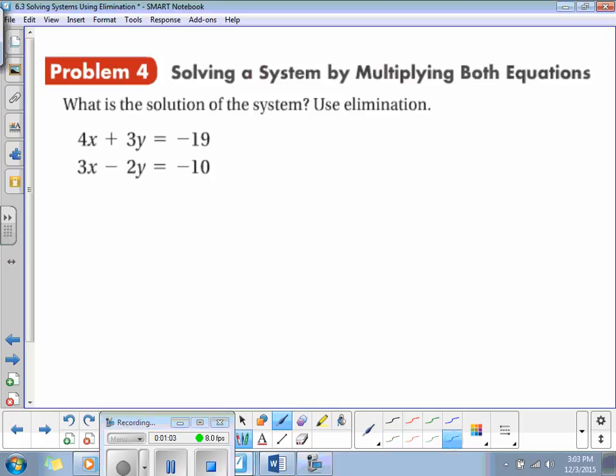Okay, so let's take a look. So we're going to multiply this first one times 2, right? Positive 2. And then the second one, we're going to multiply times 3. You see? So this is going to be a positive 6, and this is going to be a negative 6. You got that? All right. So let's rewrite over here. So we've got 8x plus 6y is equal to, what's that? Negative 38. Right? Is that right?